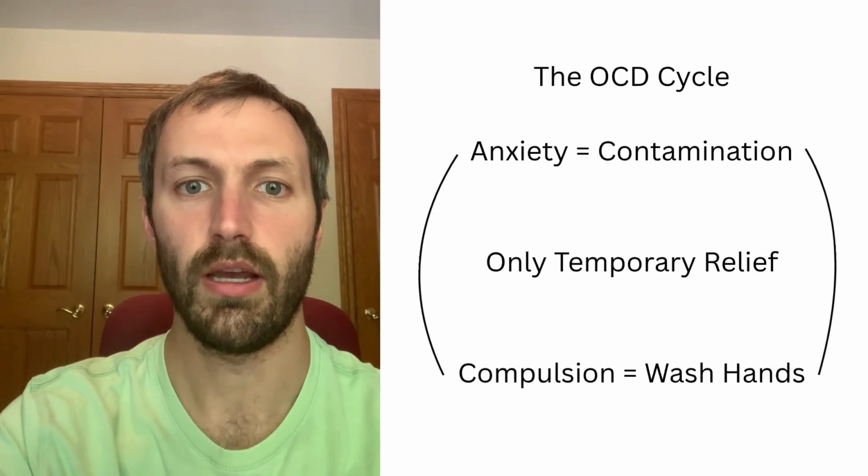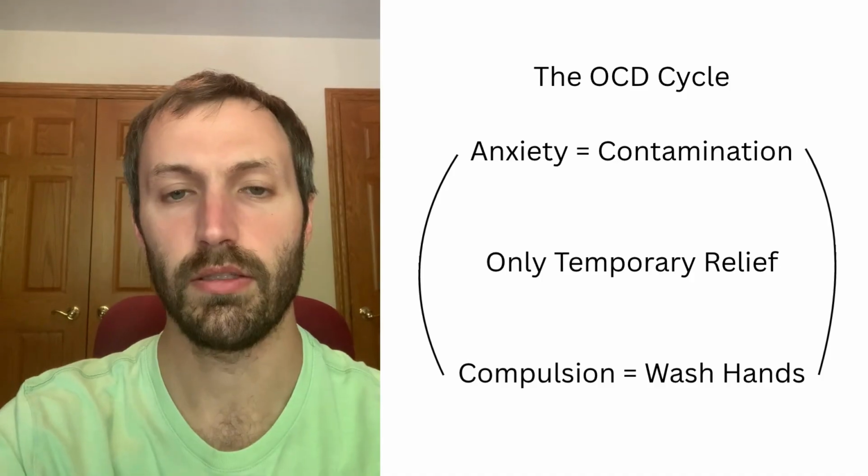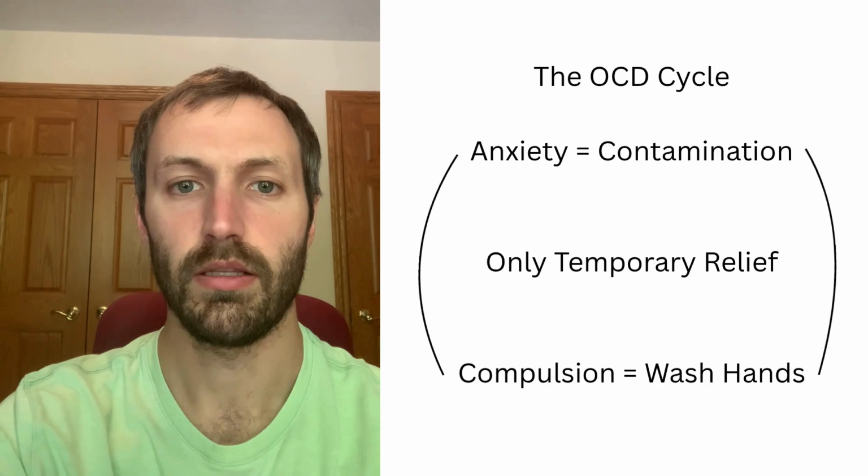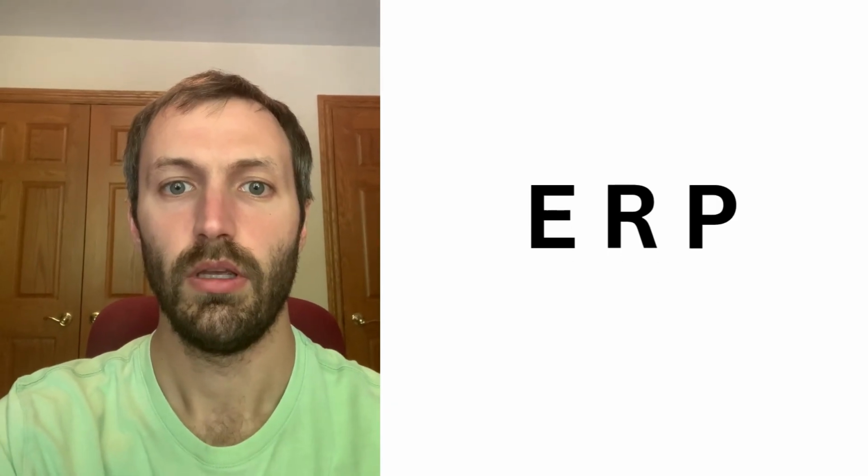Remember that OCD works like a cycle. It starts with anxiety, then a compulsion to reduce the anxiety, but more anxiety continues after. So the person gets stuck in the cycle. To get unstuck from the cycle, we use a therapy called ERP. ERP has two key parts.